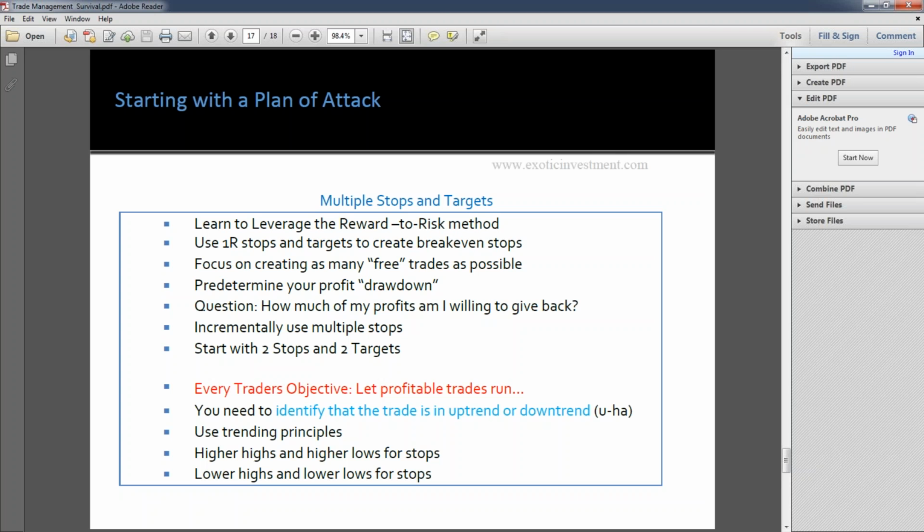According to that, start with two stops, two targets, and that way when there is a drawdown, when the market is going down, how much of the profits am I willing to give back? So retracement is always there. The market may go down from those levels also, or it may retrace back.